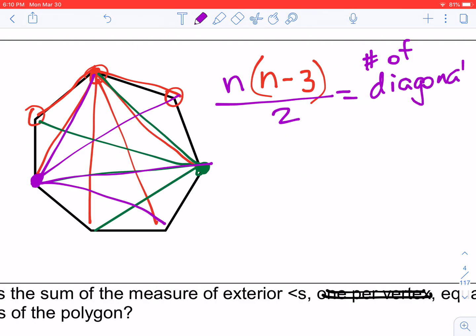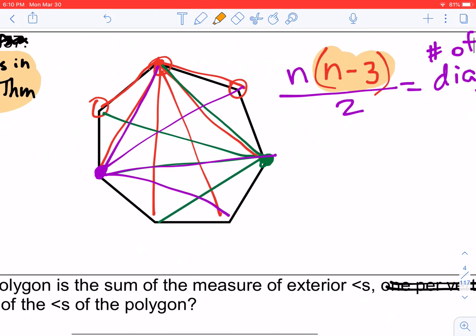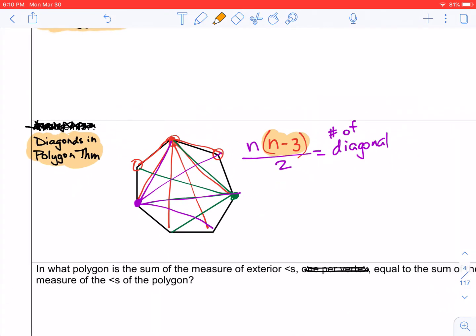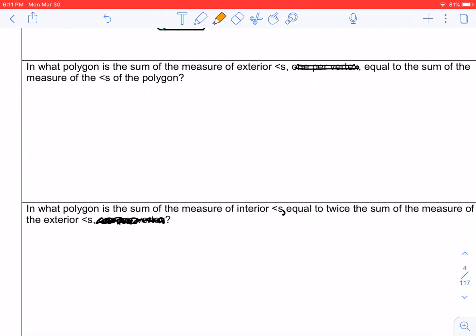Now sometimes you only want this n minus 3 part, because that's going to tell you how many triangles you have. For example, in a heptagon you can draw 4 diagonals from one vertex, and so that tells you you've got 5 triangles. But sometimes they're going to ask you for the total number of diagonals, and that's then how you calculate it. All right, and then we've got 2 little problems here.